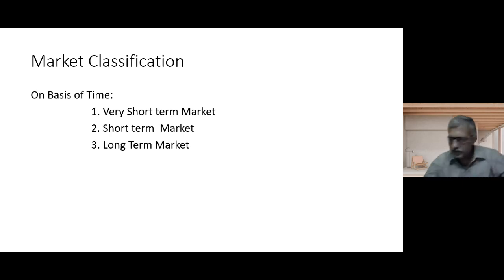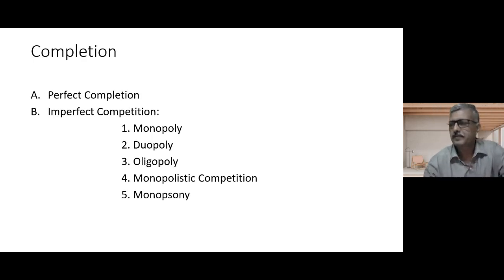So on the basis of duration of exchange, you can have 3 types of markets: very short term market, short term market and long term market. I think I have explained you all the three with an example too. Now let's move to the last classification. Now what is last classification? Last classification is called as classification on the basis of competition.